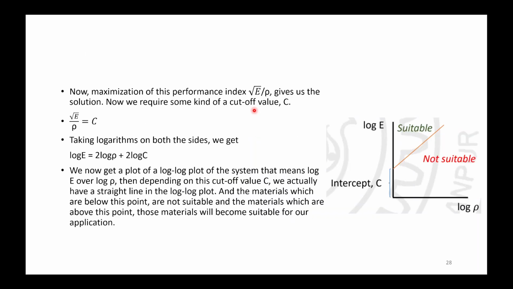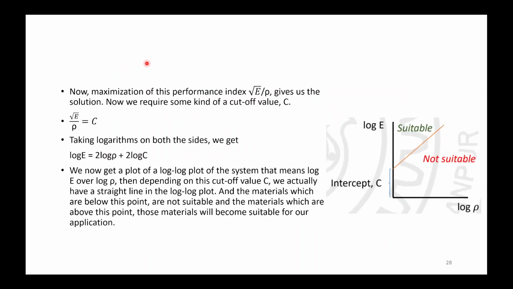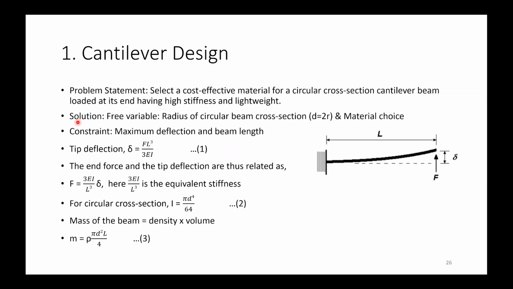So in your final answer you should have E and rho, and next, for high strength, you should have sigma in your answer. Here, firstly, the solution. The free variables we have are the radius of the circular beam cross section, so we can vary the radius and we can change the material. The constraints are maximum deflection and beam length, so we can change length and we can change deflection.